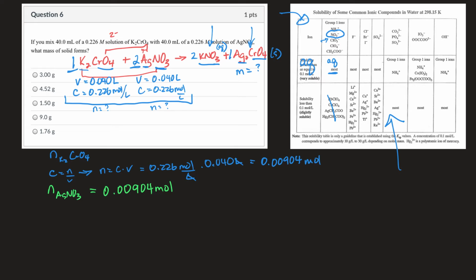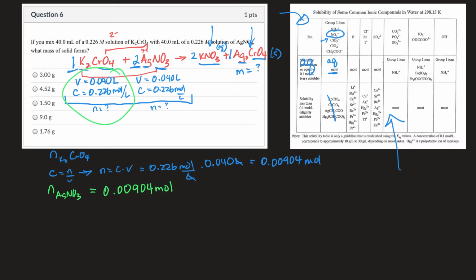So now I have to figure out which one is going to get used up first. Often I like to ask, which one do I have too much of? The one that I have too much of, the other one is going to be the limiting reagent. Or you can do something like this. Let's take this first one. So let's take this one.